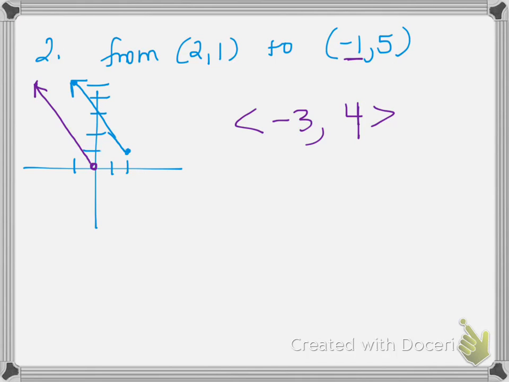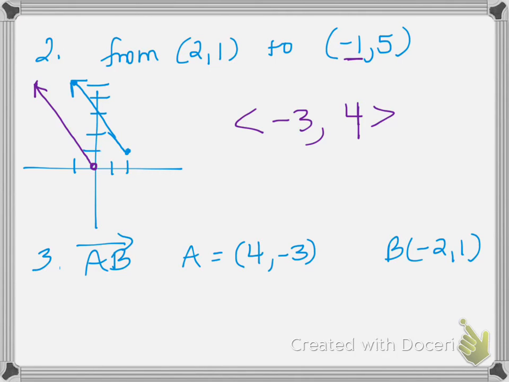Okay, last one on this kind. Let's say that it told you that you were looking at a vector AB, and it tells you that A is 4, -3, and B is -2, 1. Basically, this is saying that you're going from A to B. So this is the from, and this is the to. So to get the component form, we would do -2 minus 4, and 1 minus -3.